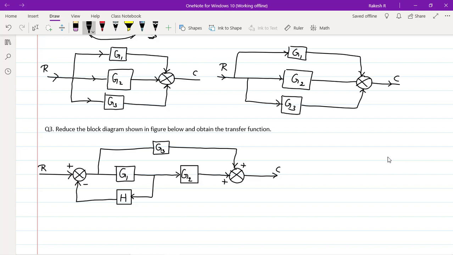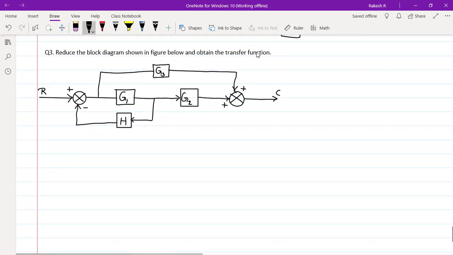Or else I can do one more thing, that is I can write the takeoff point for G1 here. That means first G3 has come out, then G2 has come out. That means when I interchange the takeoff points, or the summing points, if there are no blocks in between the summing points or the takeoff points, then the result remains the same. With concluding this, we shall move on to the next numerical.